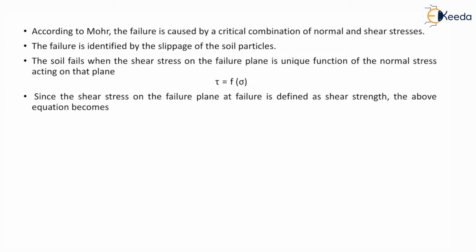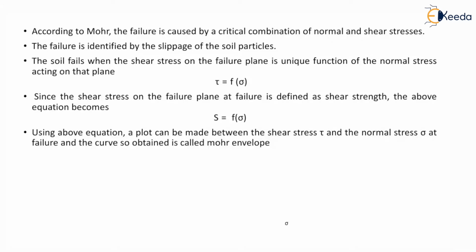But shear stress on the failure plane at failure is defined as the shear strength. Hence the above equation becomes S equal to f of sigma. Using the above equation, a plot can be made between shear stress and normal stress at failure, and the curve so obtained is called Mohr envelope.